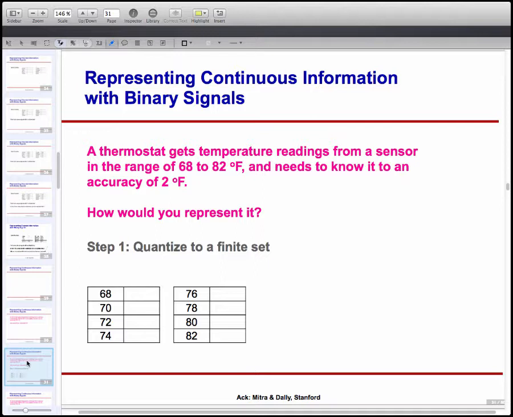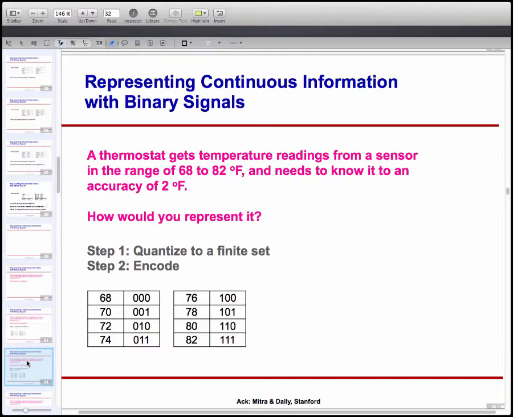Anyone? How many bits? 3, right? At least. So I could do this mapping. And again, that mapping doesn't have to be this particular one. Here I made 68 to be 0, 0, 0. You may make a choice that 0, 0, 0 is 80. Again, it's the one-to-one mapping that matters, not which bit is assigned to which number.